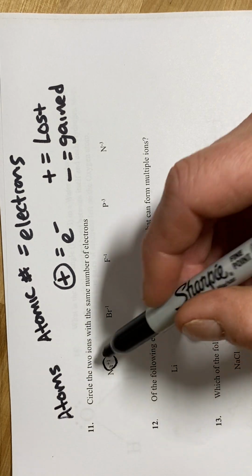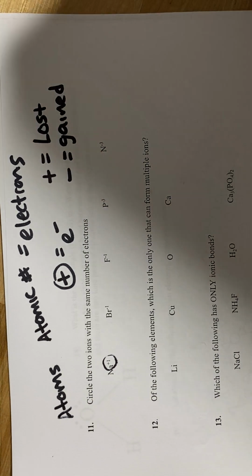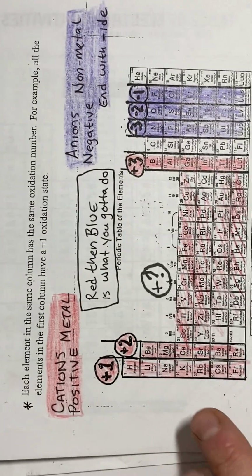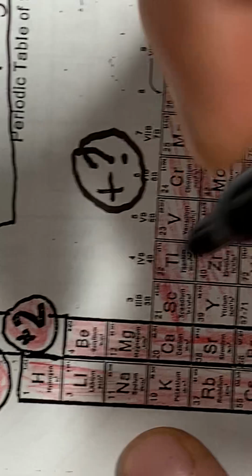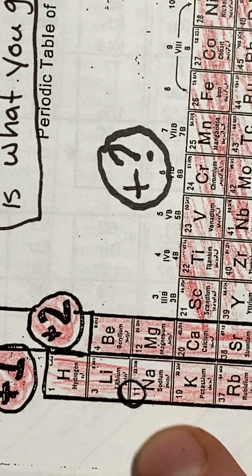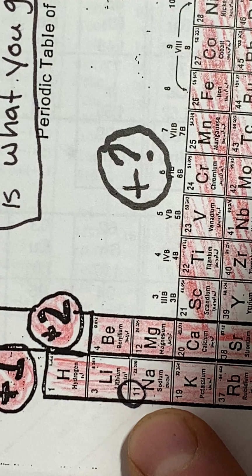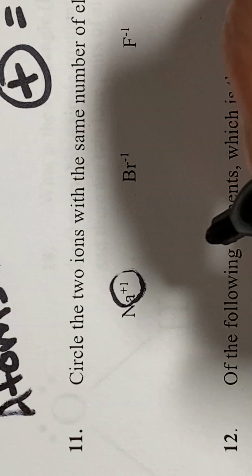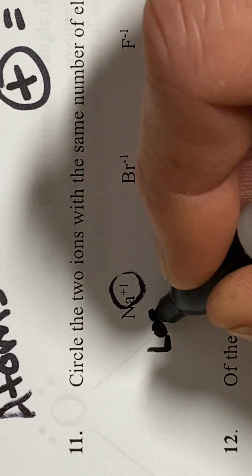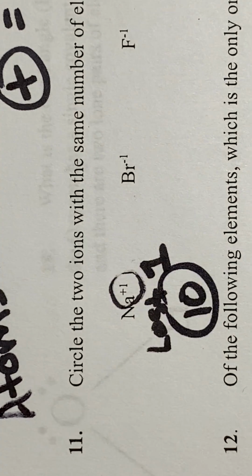So sodium has lost 1 electron. So you just want to think about how sodium looked as an atom. Here's sodium. Sodium's got an atomic number of 11, and that means that as an atom, it's got 11 protons. It also has 11 electrons. It's got an oxidation state of +1, which means that it has lost 1, which means 11 is now 10. Okay? We've got to do that for all of these.